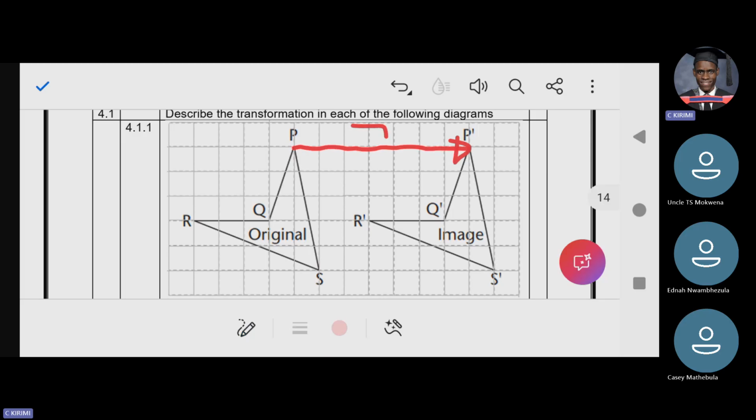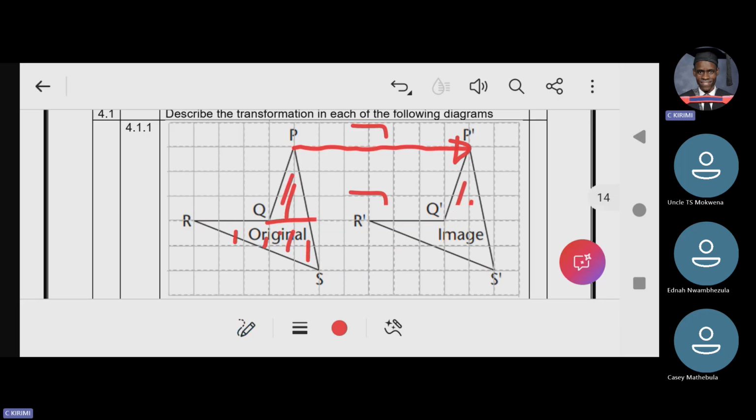For Q, how many units do you count? You are starting from Q: 1, 2, 3, 4, 5, 6, 7. So you are seeing that 7. From S, 1, 2, 3, 4, 5, 6, 7. So another 7. That is what is indicating that this shape was moved from the original shape, which is this one, to the image by 7 units.